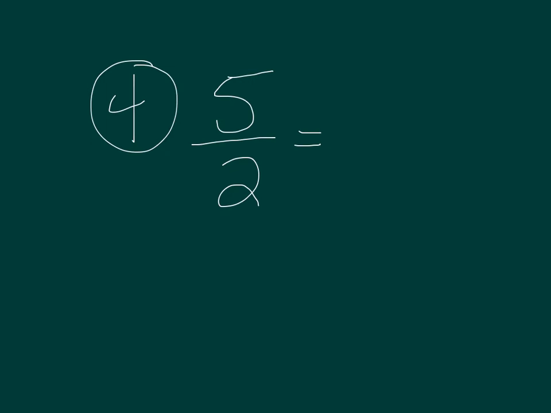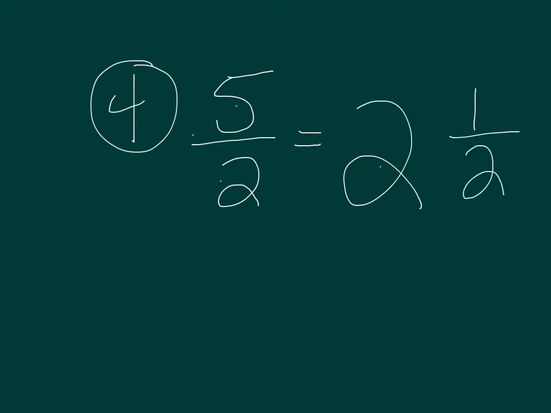Moving on to problem number 4. We have 5 halves, so just like the one before, just have to divide by 2. Well, what is 5 divided by 2? 2 goes into 5 2 complete times. 2 times 2 would be 4, and I would have one extra piece. What are these pieces? Well, they happen to be halves.